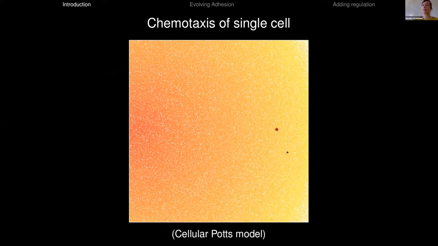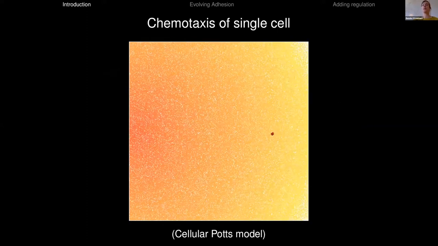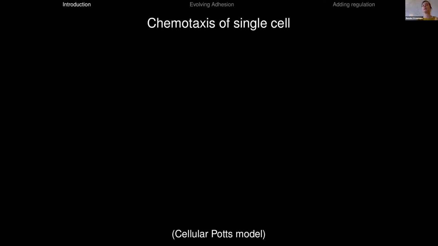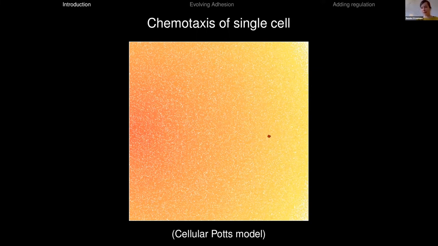So here we have a single little in silico cell. The implementation is not very important right now, but this little cell can migrate and it can do chemotaxis. That is, it can sense a chemotactic signal locally, and this is what you see in this beautiful yellow to red gradient here. In principle, this cell has all the toolkit needed to find the peak of the gradient where some resources might be had. But what we can see here is that it's actually not doing very well.